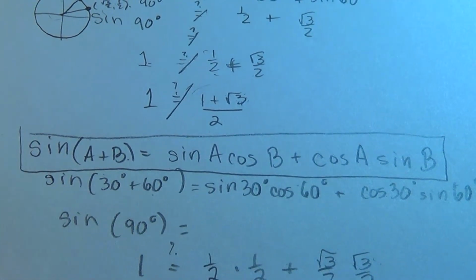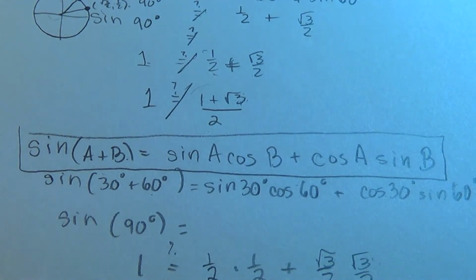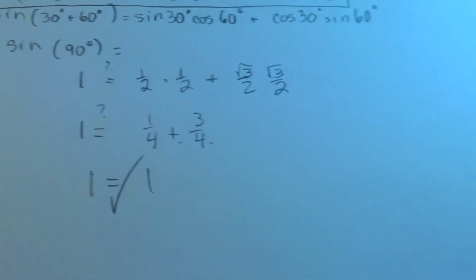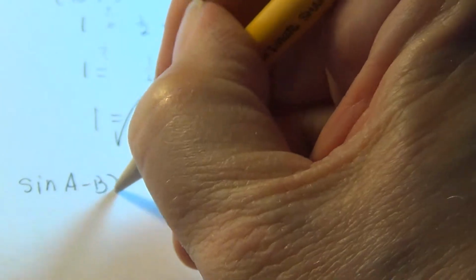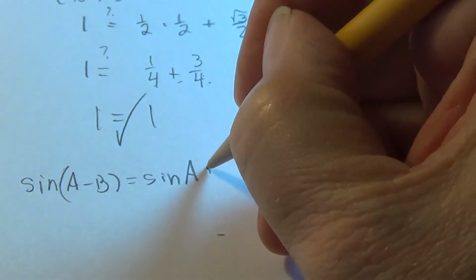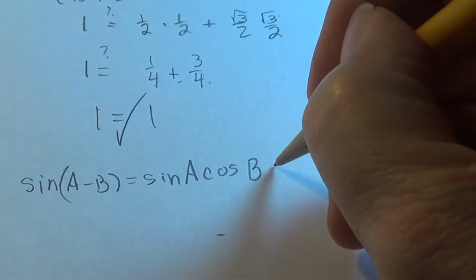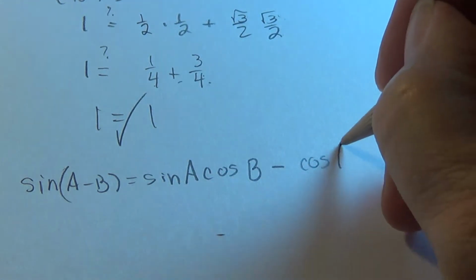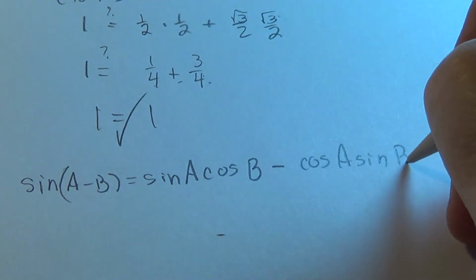I'm not going to verify the rest of the trig IDs. I'm just going to give them to you. And they go like this. Sine of A minus B. This will be very similar to sine of A plus B, except it's going to be sine A cosine B minus cosine A sine B.